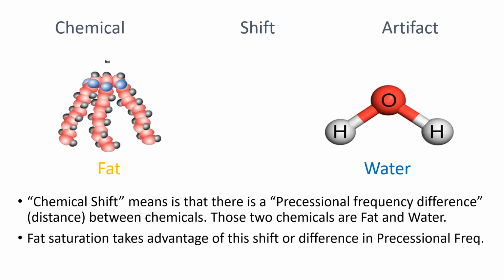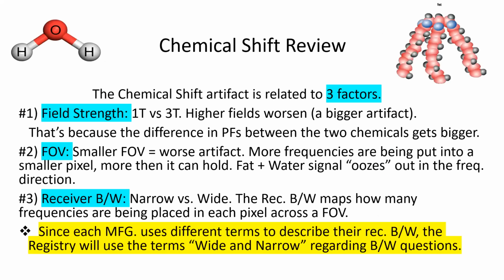Chemical shift artifact. Now, we're not talking chemical shift fat sat. We're talking chemical shift artifact. Now, what happens is you've got a difference in precessional frequencies. Chemical shift means a difference in precessional frequencies between fat and water. So we took advantage of that to do fat sat. We've already been through that. But we also are a victim of chemical shift when you've got differences in precessional frequencies between fat and water. So one time we take advantage of it for good. Another time we're a victim. And unfortunately, it can be kind of a bad thing.